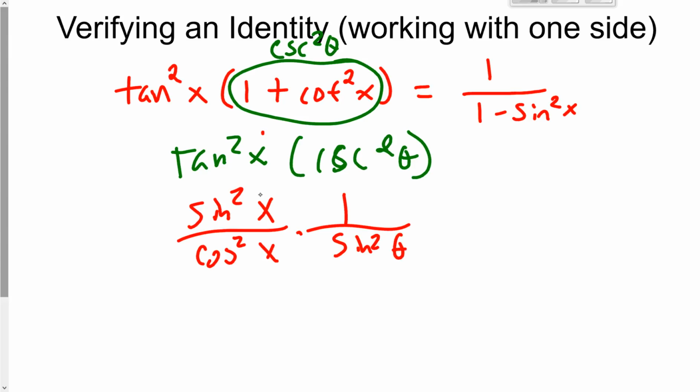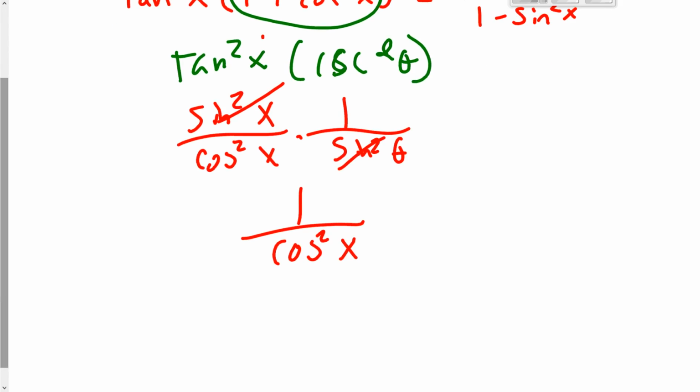Now I'm multiplying fractions, so I can cross cancel. So I get 1 over cosine squared. So that's how I got to a fraction, right? I needed a fraction, so I started creating fractions. Now I can take this fraction, and I have cosine squared on bottom, and I need 1 minus sine squared. Well, that's my Pythagorean identity, right?